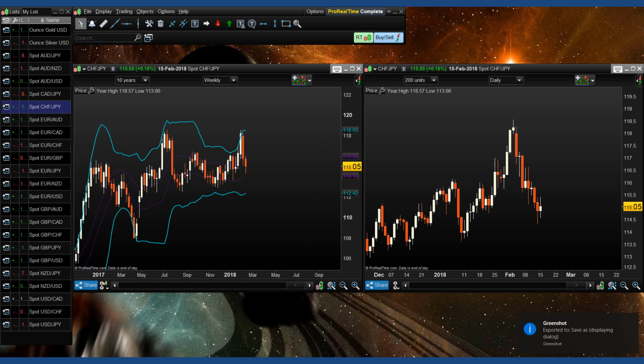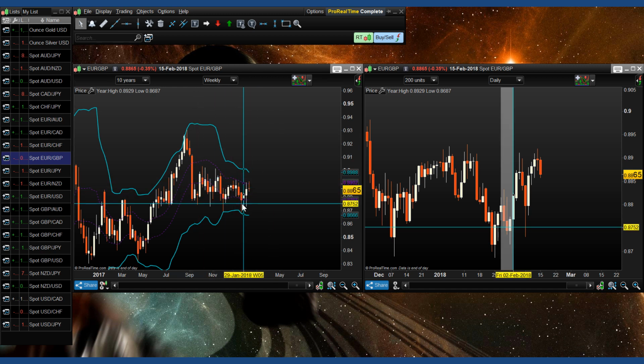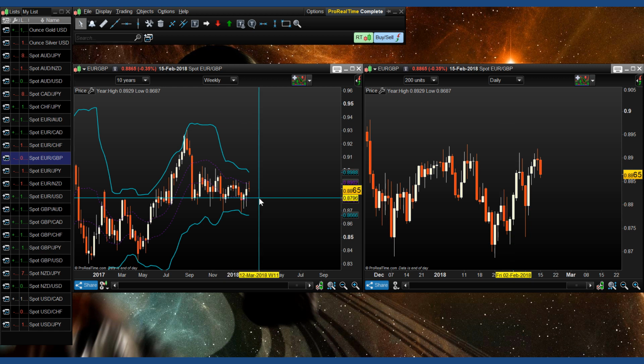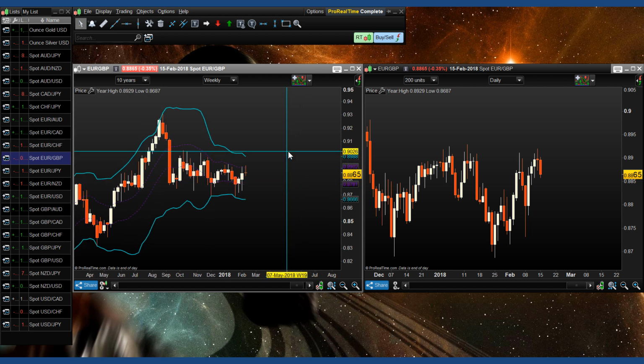Next would be the Euro Japanese, no, not the Euro Japanese, Euro British Pound is the first one. For this pair, it's going to be a similar strategy. Price has been ranging for many weeks now, and I would think that it will continue to range unless we have a catalyst which makes it move. So we're going to be selling a 91 call, which is all the way up here.